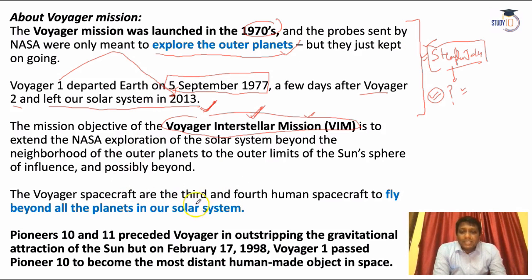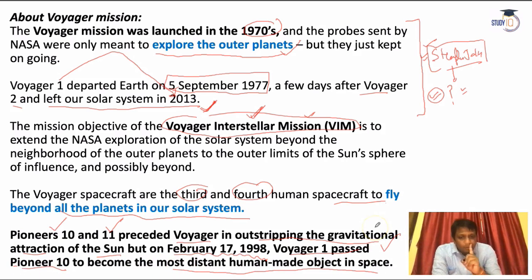The Voyager spacecraft were the 3rd and 4th human spacecraft to fly beyond the planets in our solar system. Before them, Pioneer 10 and Pioneer 11 preceded, outstripping the gravitational attraction of the Sun. But on February 17, 1998, Voyager 1 passed Pioneer 10 to become the most distant human-made object in space. Before it, Pioneer 10 was at the maximum distance, but right now it is Voyager 1.